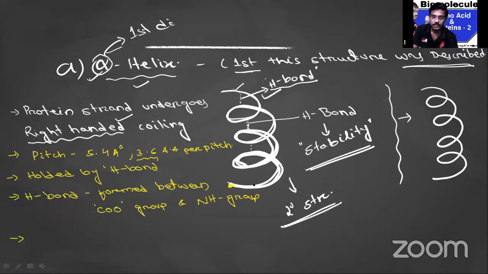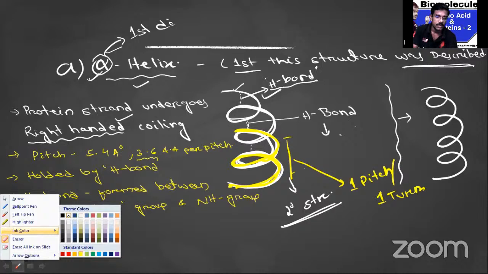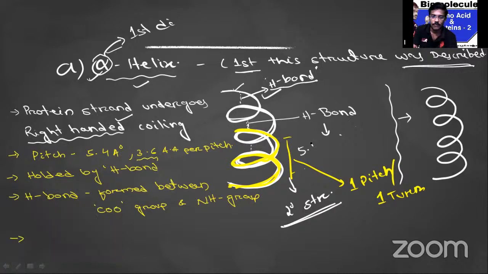This is one complete coiling, and this complete coiling is called one pitch, or one turn. The length of this one turn, or one pitch, in the case of the alpha helix, is 5.4 angstrom.